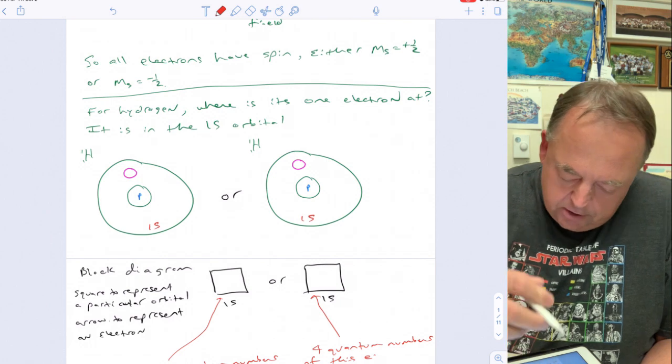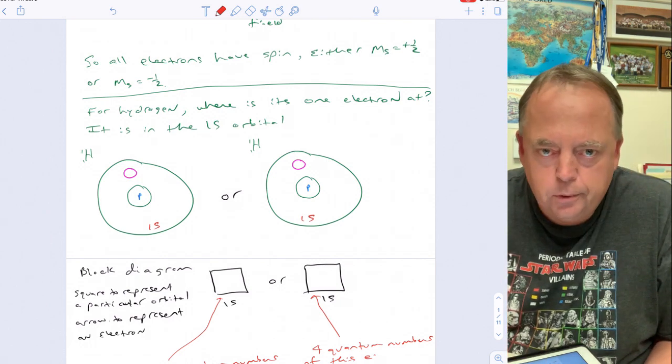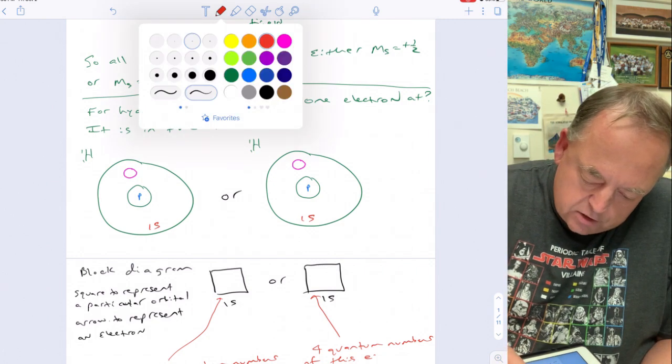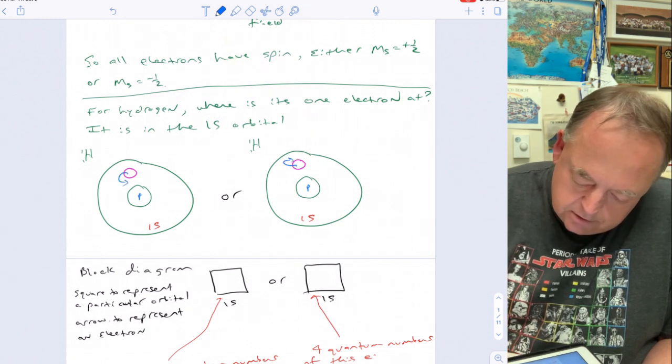This pink circle is representing the electron, and of course in the nucleus you have one proton. This one electron then can have spin of plus 1/2 or negative 1/2. So it can be spinning like that, or it could be spinning like this.